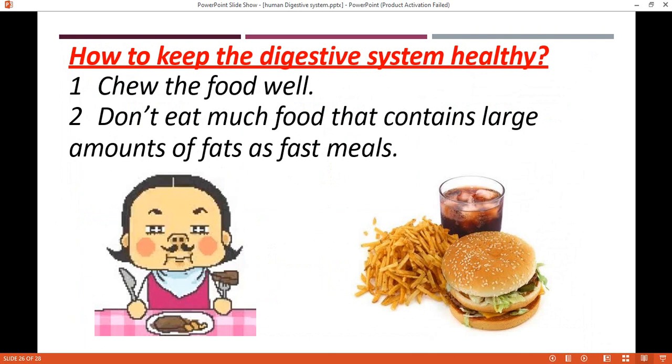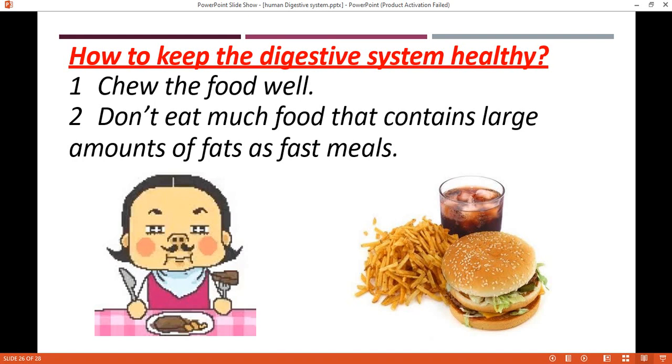How to keep this system healthy? We should keep it healthy. How? Number 1, we should chew the food very well. When you chew the food very well, you cut the food into small pieces that your body can digest easily. Number 2, don't eat much food that contains a large amount of fats. As you know, fats are a difficult substance.